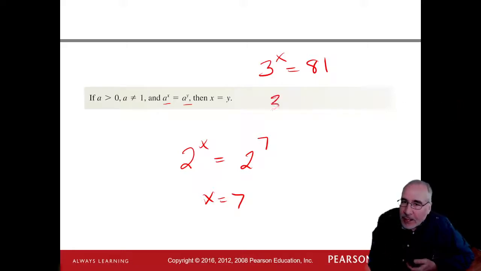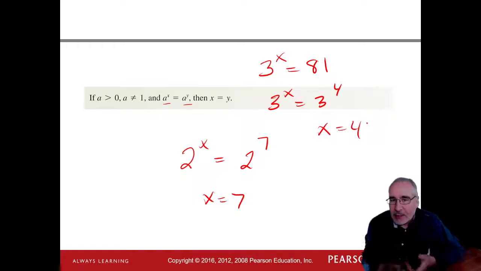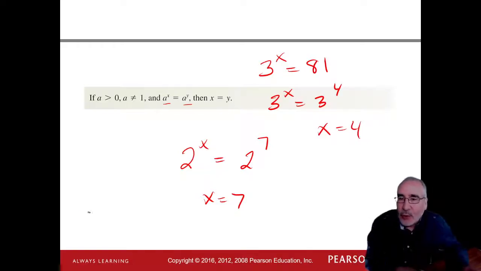What we really have is that we can rewrite 81 as 3 to the 4th power, so then we know that x equals 4. So they use that as a tool.